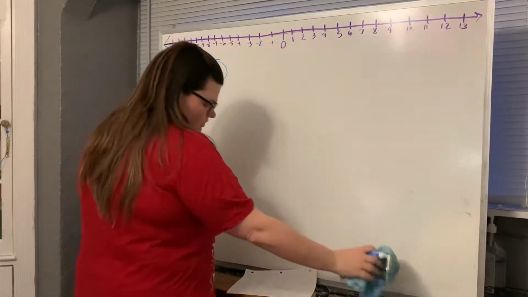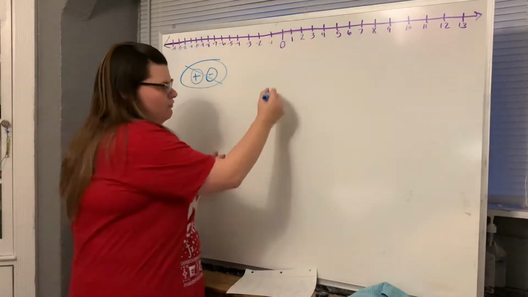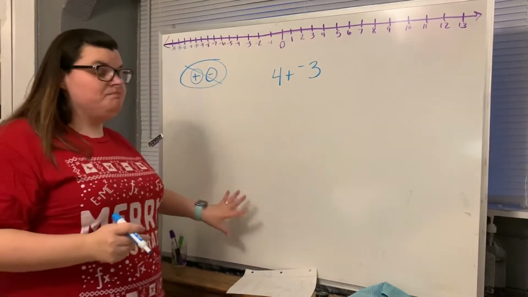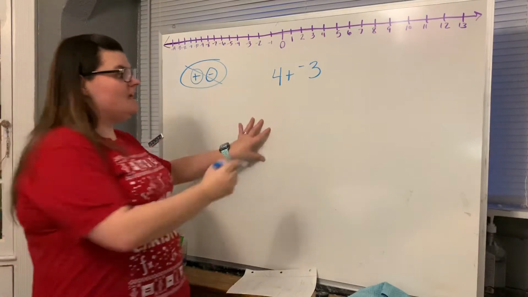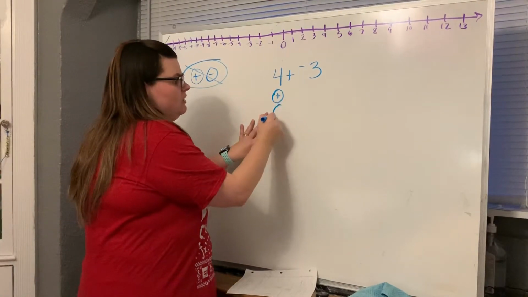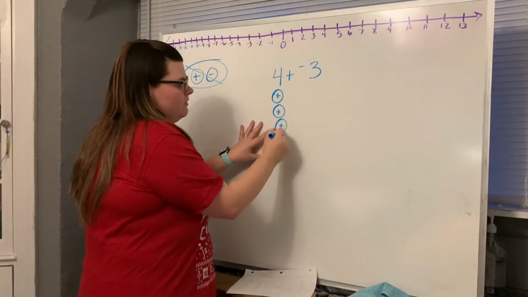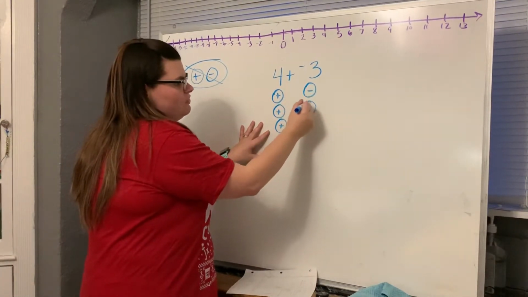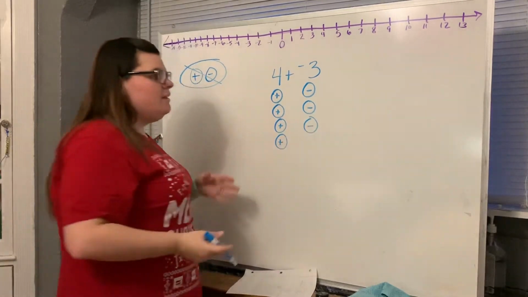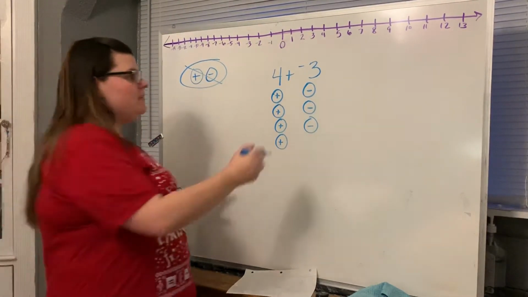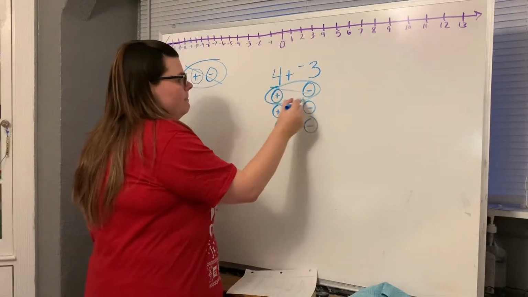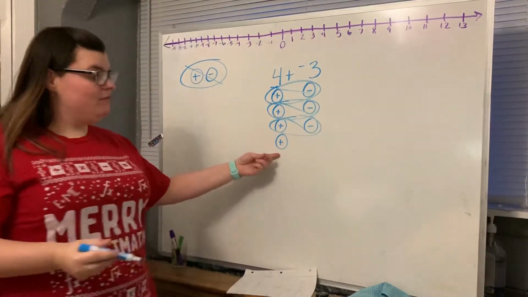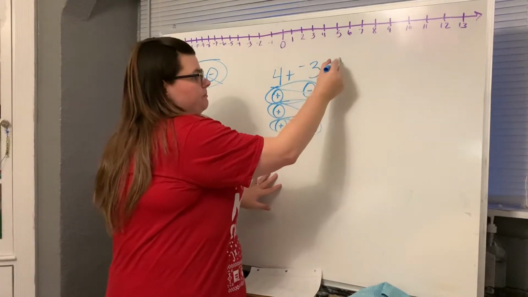So, some quick little problems here. We're going to do 4 plus negative 3. Sorry, my board's really wiggly. This means I have 4 positive chips, 1, 2, 3, 4, and I'm adding to it 3 negative chips. Then I go through and find my zero pairs. Here's 1 zero pair, 1 zero pair, and 1 zero pair. What am I left with? I'm left with positive 1.